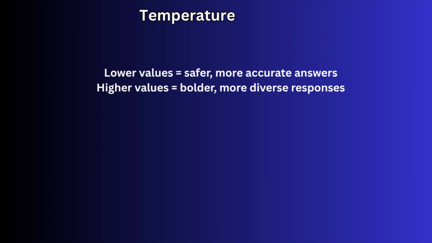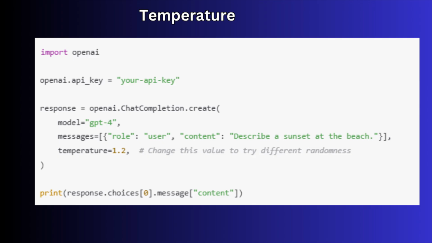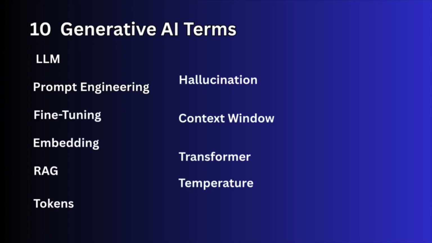So depending on your use case, whether you want precision or creativity, you can adjust the temperature to get the kind of output you are looking for. This is a sample Python code where we can pass the temperature parameter to the model. Like this, we can specify the temperature. So that's it. We just covered 10 essential terms in generative AI.